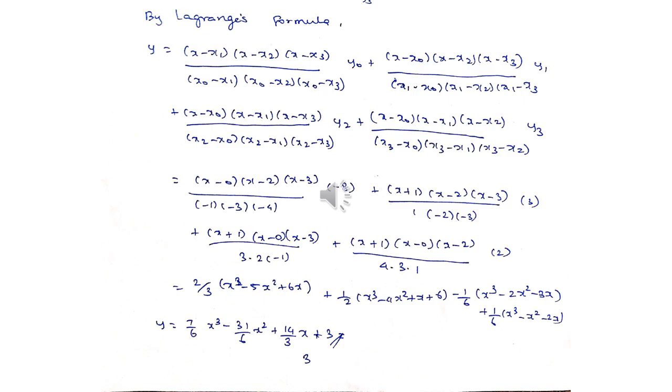By simplifying these equations, we get 7 by 6 x cube minus 31 by 6 x square plus 14 by 3 x plus 3. This is the required Lagrange's equation. That is the equation of the cubic curve.